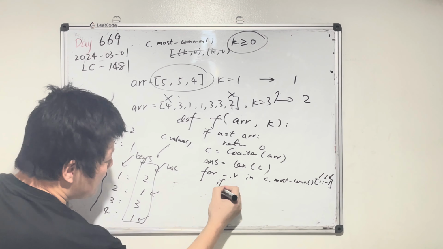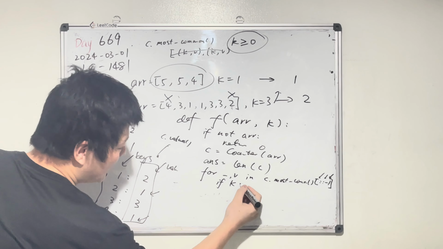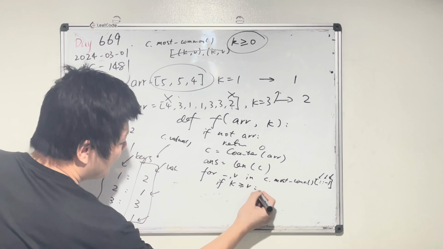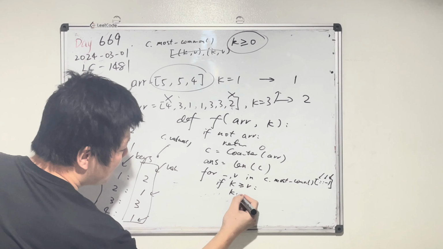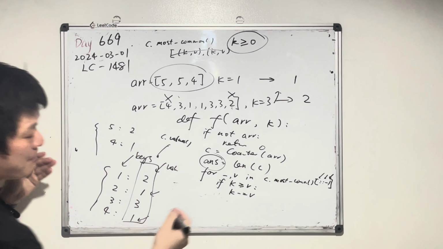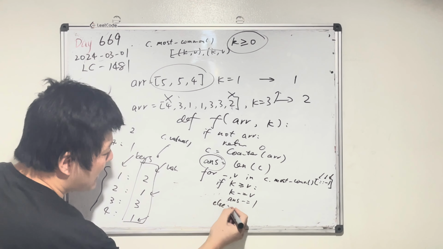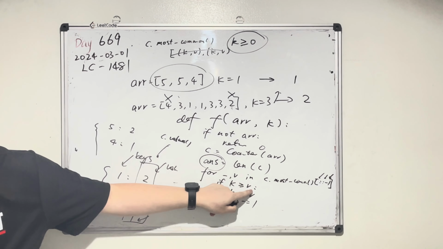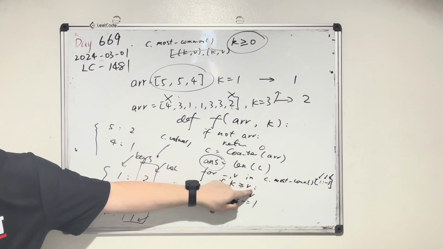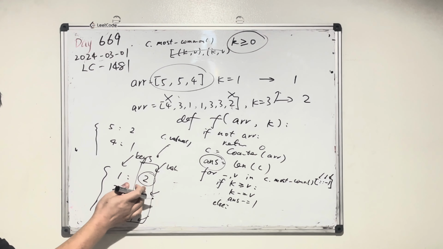Then we need to check if we have enough elements. If K is bigger than or equal to V, then K should be minus equal V. Then we're removing the V element. But in the meantime, the number of unique elements should be minus equal 1. And if we don't have enough elements to remove, if K is smaller than the number of elements for that integer, then we just simply break, because we have a remaining integer for that.